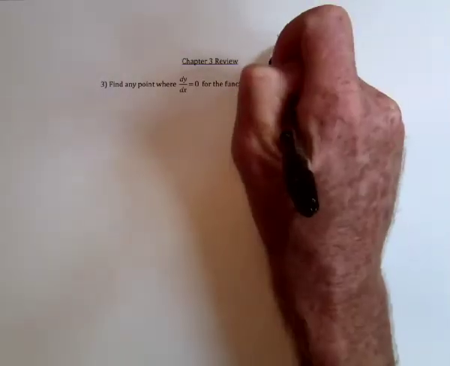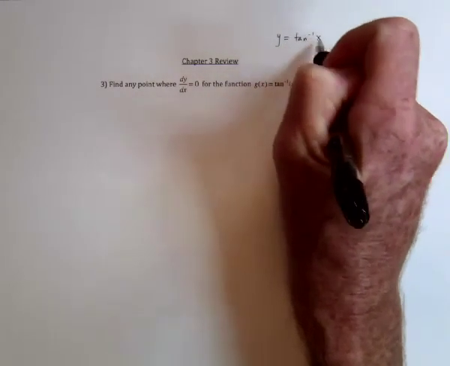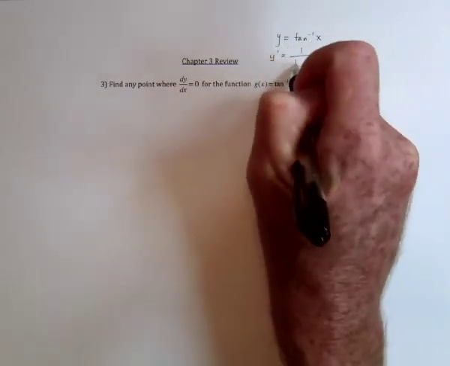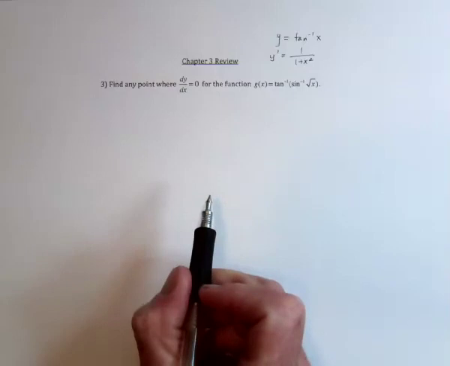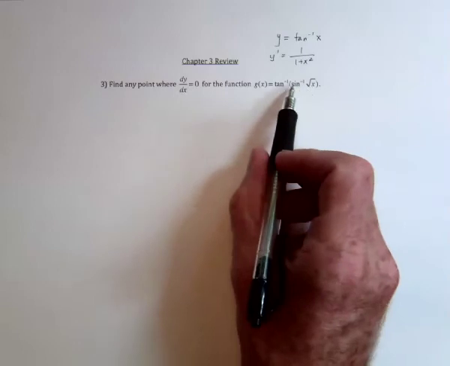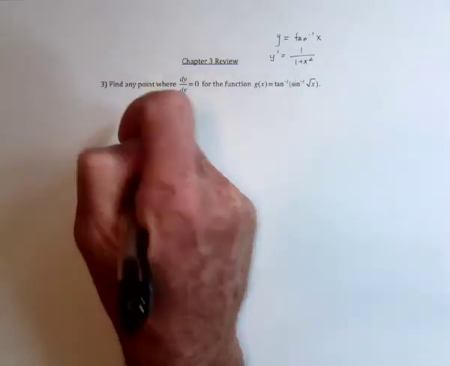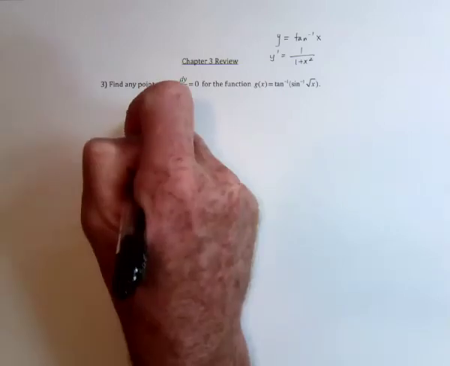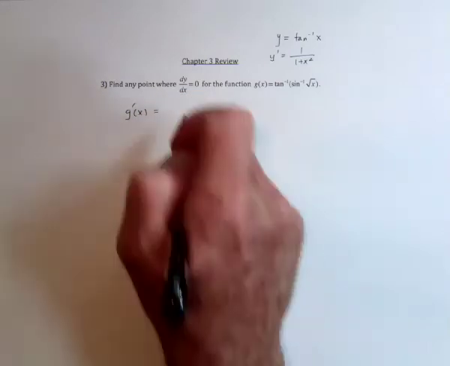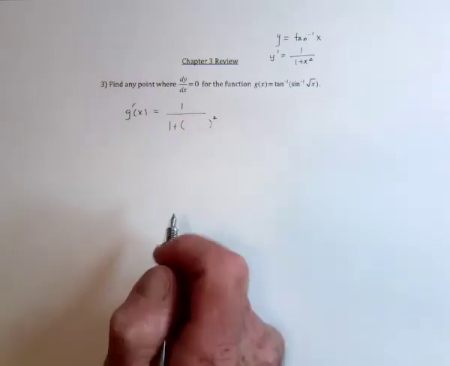Well, if it was just y equals tangent inverse of x, then the derivative would be 1 over 1 plus x squared. But we have something a little more complicated than just an x. So all of this is going to take the place of x over there. So we'd have the derivative of the g function is equal to 1 over 1 plus the argument squared.